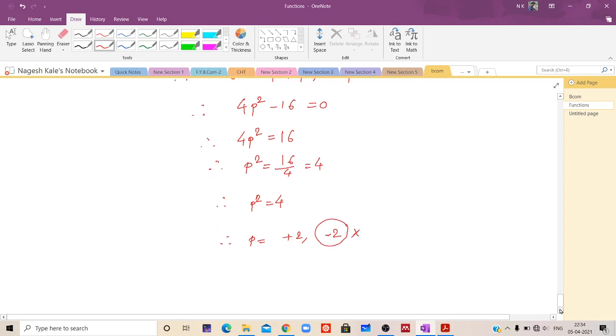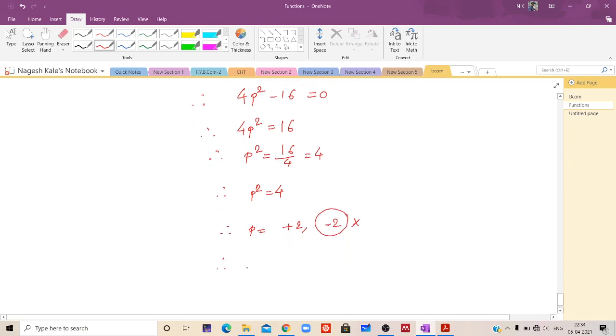So that's why I got p equal to 2. Okay, so p equal to 2 is nothing but my equilibrium price. This is the price at which the equilibrium occurs. So p equal to 2 is the equilibrium price. Let me write it here for your understanding that this is my equilibrium price.